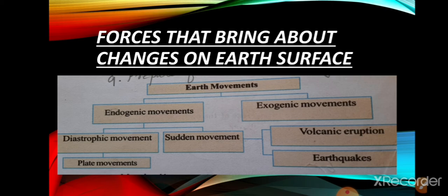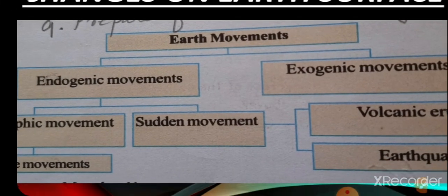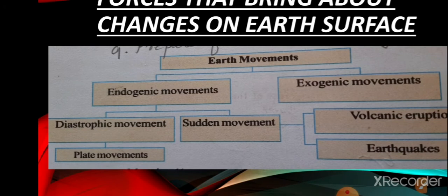See the flow chart here. The earth movement is divided into two: endogenic movement and exogenic movement. Endogenic movement is again divided into diastrophic movement and sudden movement. An example of endogenic movement is the plate movements that we studied, that is, lithospheric plate movements. Exogenic movements are the movements that can be seen on the upper part.